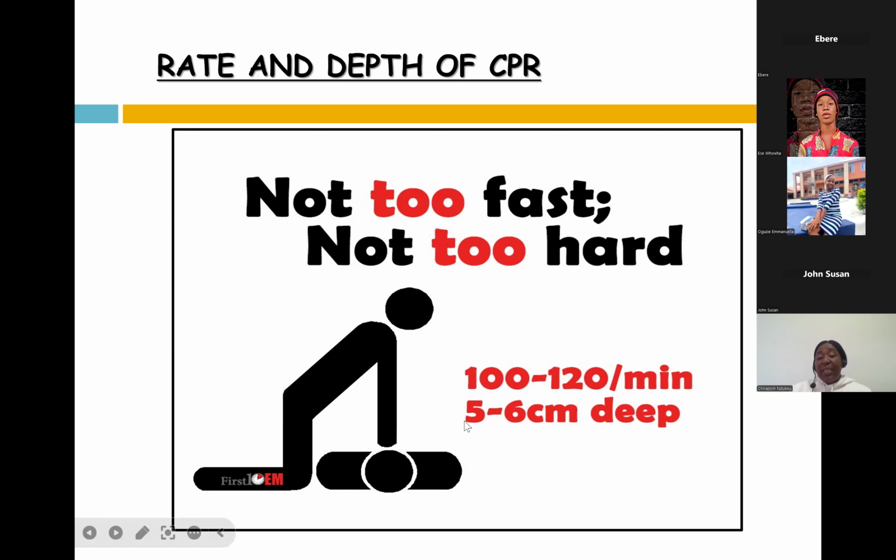So the depth is 5 to 6 cm. The rate is 100 to 120 per minute, but you're not delivering this 100 to 120 at a go. You're just delivering 30 and then giving the 2 rescue breaths.